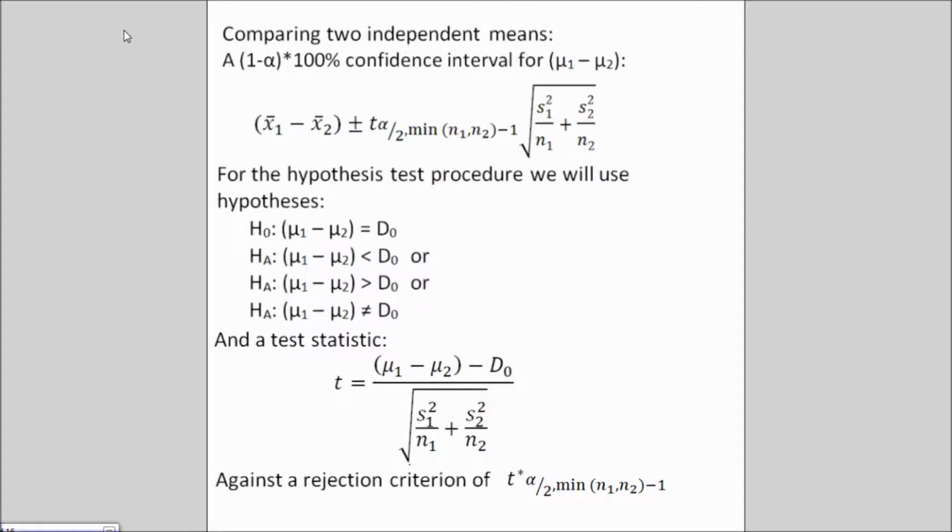We're also going to see some T procedures for when we can compare two different means. So if we're comparing two groups and want to develop either a confidence interval or do a hypothesis test, we can do that.